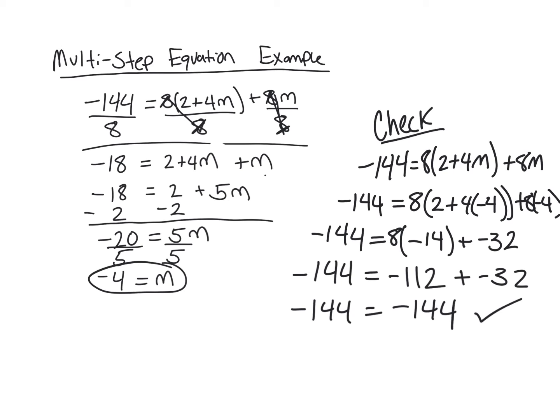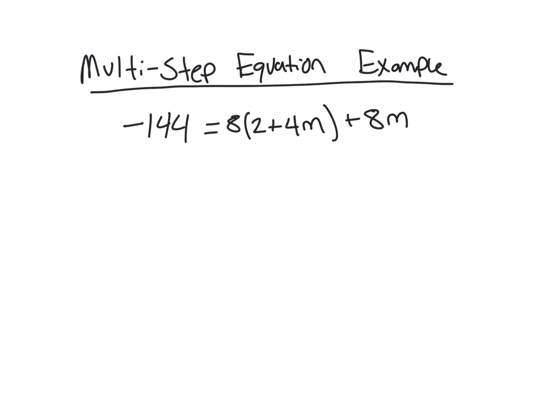So now on the next slide, I'm going to show you how we could have started the problem instead of dividing everything by 8. So we have the same problem here. And this time, instead of dividing everything by 8, which worked out nicely because each of my terms, so 8m was divisible by 8, this was divisible by 8, and -144 was divisible by 8. But if you don't have all of your terms being divisible by this number, it might be more advantageous to instead start by distributing the 8 and then going from there.